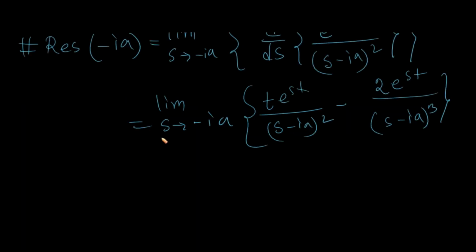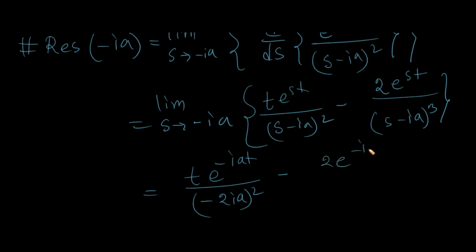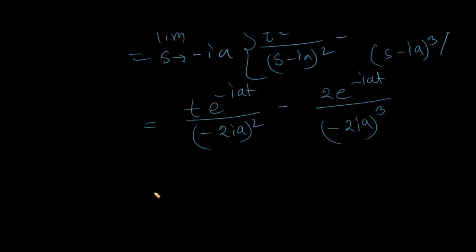and there will be 2 e to the power st, and now you just have to substitute minus ia instead of s. So this will be t e to the power negative iat by (minus 2ia) whole squared minus 2 e to the power negative iat, and you have this (minus 2ia) whole cubed, and just like before we can simplify it a little bit.